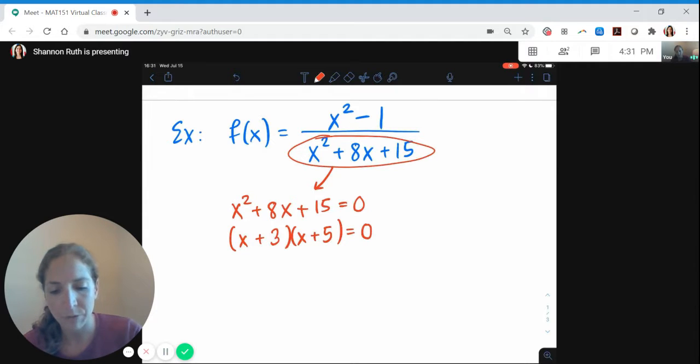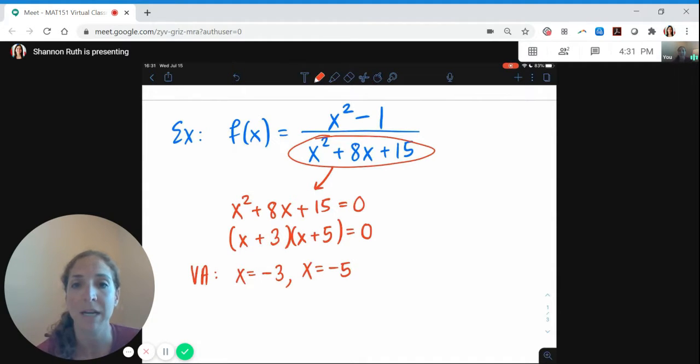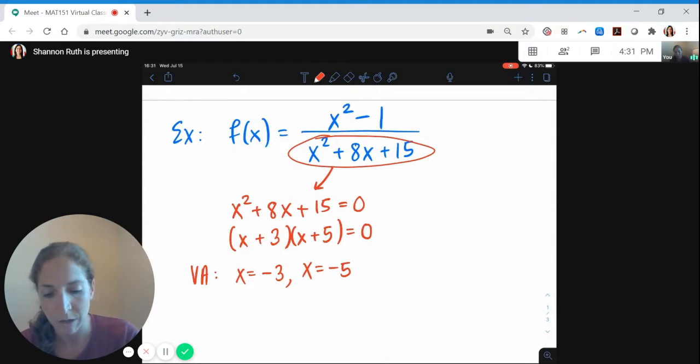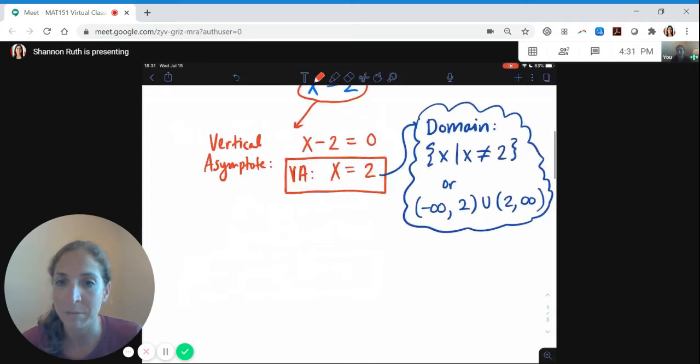So it looks like our two vertical asymptotes will be -3 and -5. You can have multiple vertical asymptotes. Actually, the degree of the denominator will tell you how many vertical asymptotes you have. So this was a degree 2 polynomial in the denominator, therefore there are 2 vertical asymptotes. In the last example, the denominator was degree 1, so there was only 1 vertical asymptote.